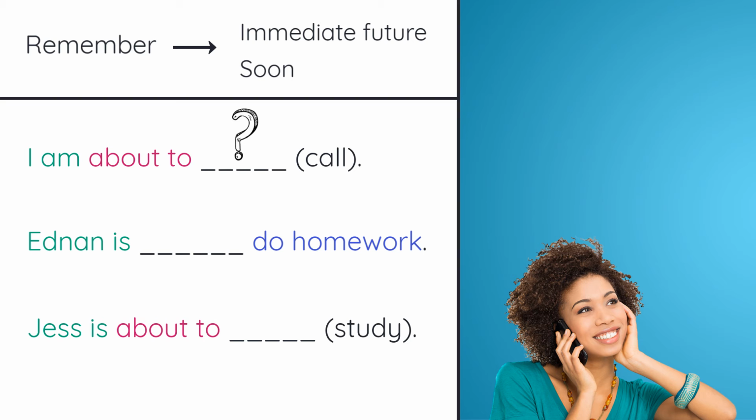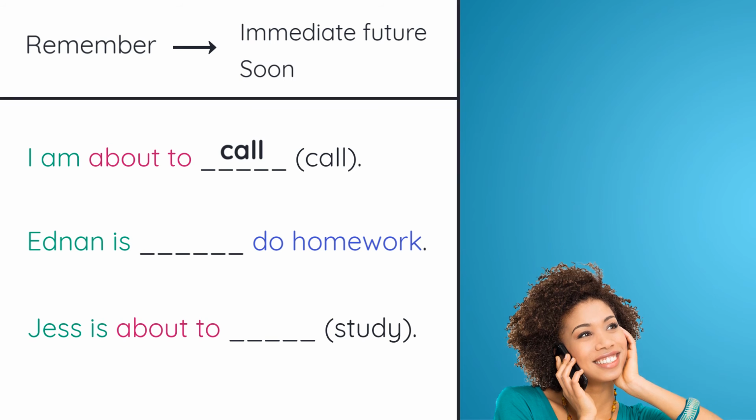Well, this was a trick question. You said call, and we had a little period here. You're correct. It's very easy to use about to. We just need the subject, am, about to, and the verb.